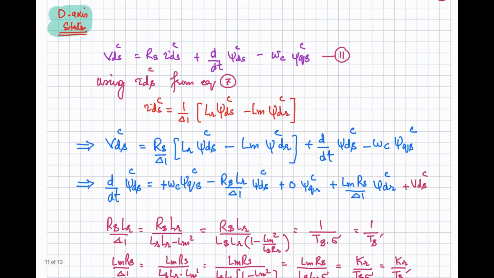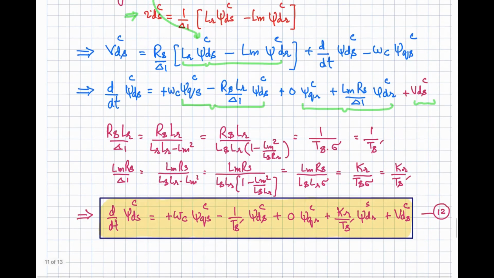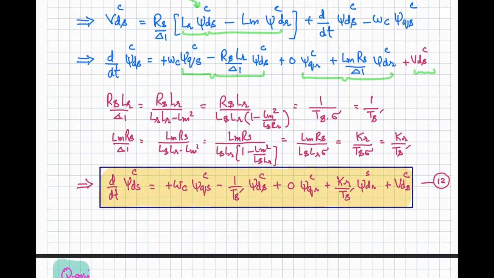Now we consider the d-axis voltage equation. The d-axis voltage equation is this one, and if we take the value of IDS from the equation that we have already defined, and replace IDS with this value and simplify, we can write it like that: stator side flux, rotor side flux and the input term. And again, using the definitions which we have defined above, this part Ls Lr by lambda 1 can be written as 1 by Ts prime, and the second part, Lm Rs by lambda 1, can be written as Kr by Ts prime.